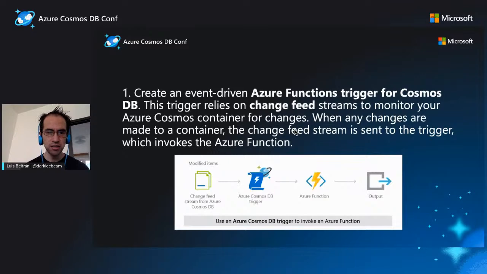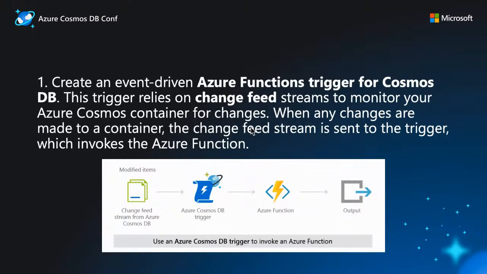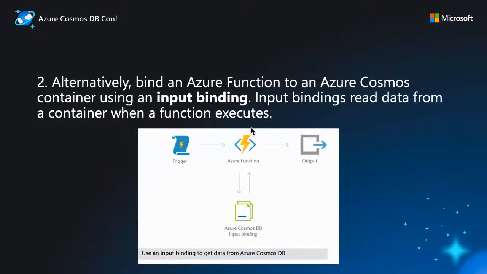The first one is you can create Azure Functions triggers, which are event-driven and rely on the change feed streams to monitor your container for changes. So when there are some changes made to the container, this change feed stream is sent to the trigger, thus invoking the Azure function. Actually, there is also another nice talk in this Cosmos DB Conf by Gabriela Martinez. She talked about the change feed, so I recommend you watch that presentation. The second one is the input binding.